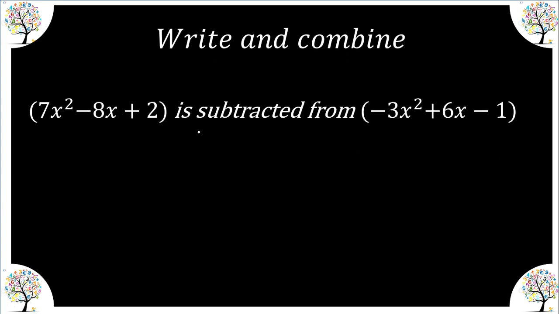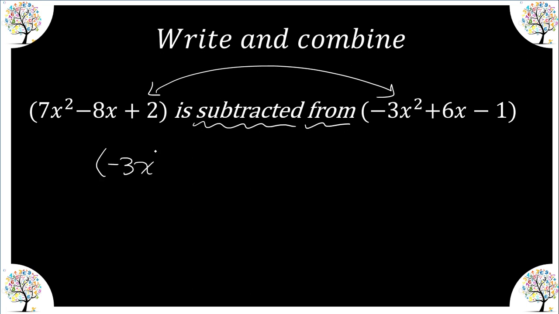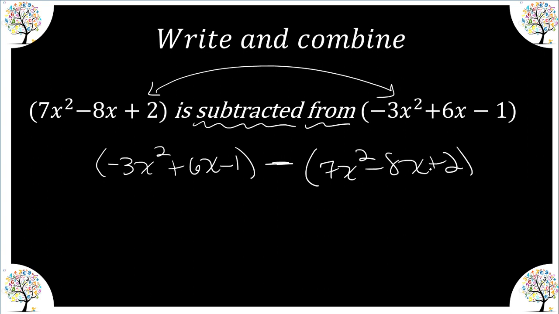So I want to make sure we understand that when we translate mathematically and write this as a math statement, anytime you see subtracted from or added to, we need to flip-flop the order. So this really should be negative 3x squared plus 6x minus 1, subtract 7x squared minus 8x plus 2, because I have this trinomial being subtracted from this one, and to subtract from something, it needs to be there first to subtract, to take away from it.